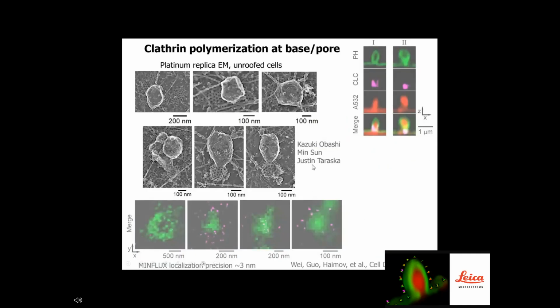In collaboration with Kazuki Obasi, Min-sun, and Justin Taraska, we see these clathrin patches surrounding this omega profile, the membrane invagination. Some of them appear to be on the pore region. As you can see here, the clathrin polymerized around the pore region, just like what we see here, as these omega profiles are surrounded at the pore region by these clathrin patches.